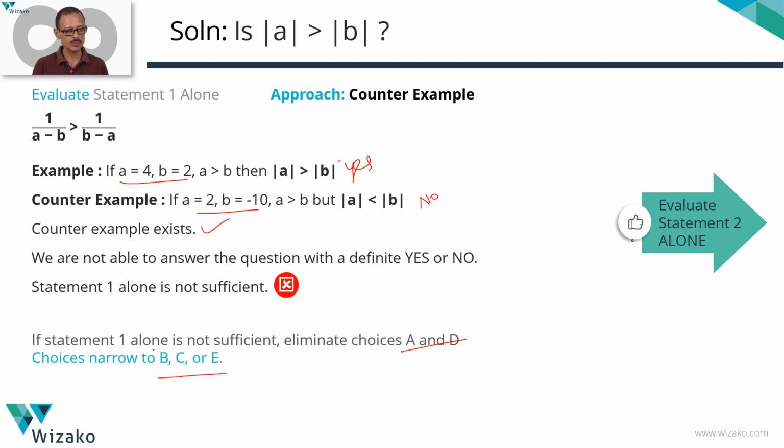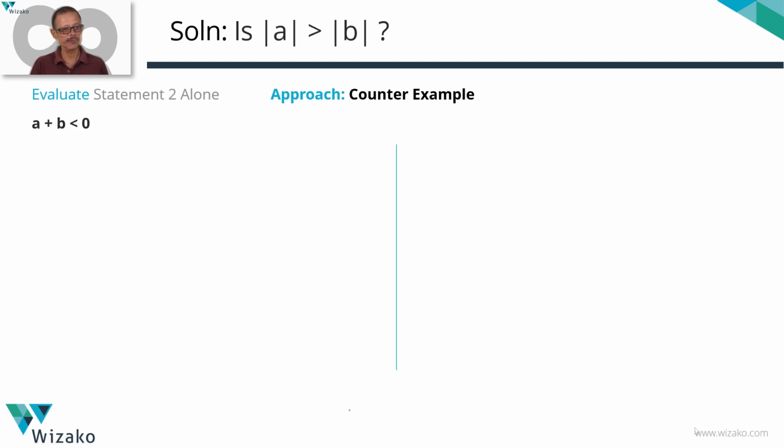Let's evaluate statement 2. If that is sufficient, we'll go with B. Else we'll combine the two statements and then see whether the given data is sufficient or otherwise. Statement 2 is a much easier statement in the way it's framed. A plus B is less than 0. It does not let us infer something very different as we did in statement 1.